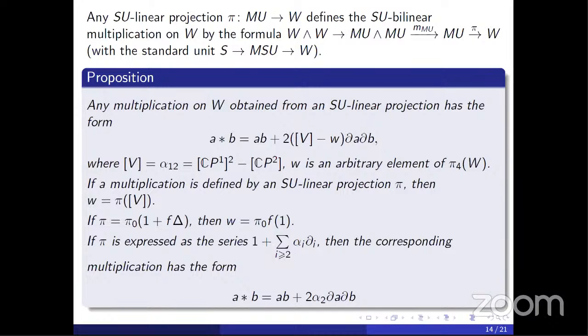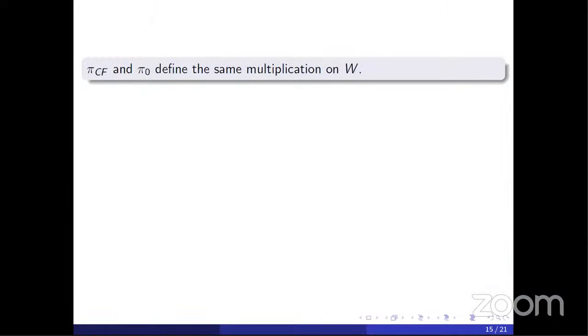And in fact, any projection pi can be written as the series of this form, 1 plus these terms without partial D1 term. And if pi is expressed as this series, then the corresponding multiplication has this form. This coefficient is just alpha 2. And one can check that the Conner-Floyd projection and the Stonk projection define the same multiplication on W. In other words, they have the same coefficient alpha 2. But other coefficients are different, but alpha 2 is the same.